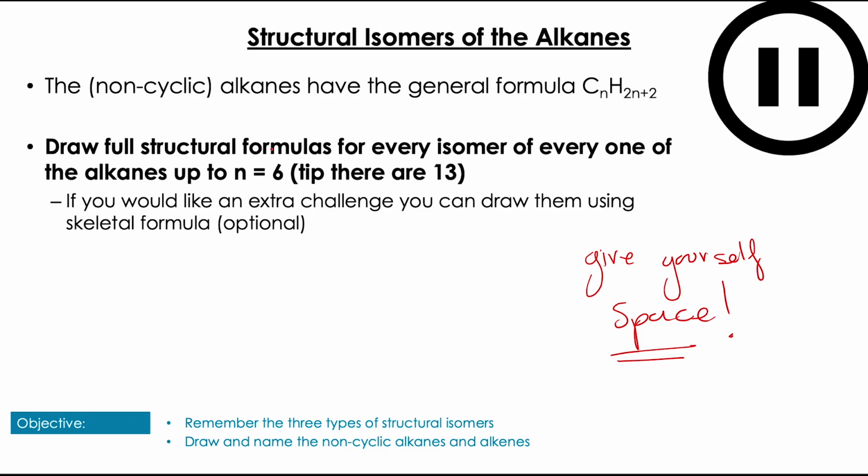I want you to pause the video and I really want you to have a go at this. Don't worry if you get things wrong. Remember what I said last lesson. It really doesn't matter if you're getting things wrong initially. There are 13 you're looking for. And bearing in mind what I just said about the position of a methyl group at the end of the chain contributing towards the number of the parent chain, I want you to have a go and draw all of the isomers up to n equals 6.